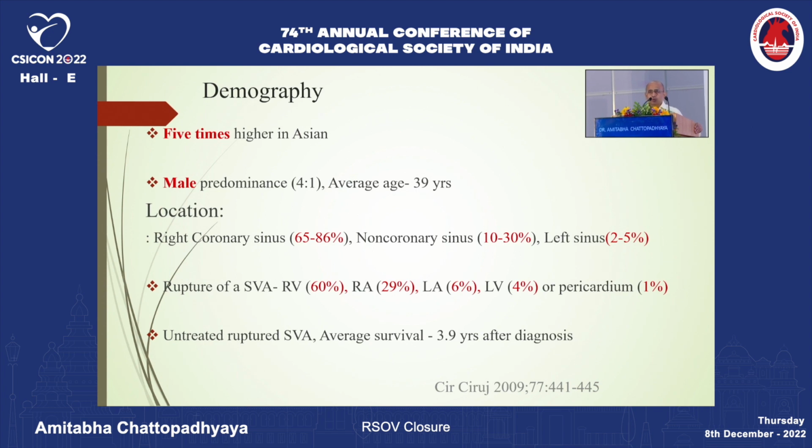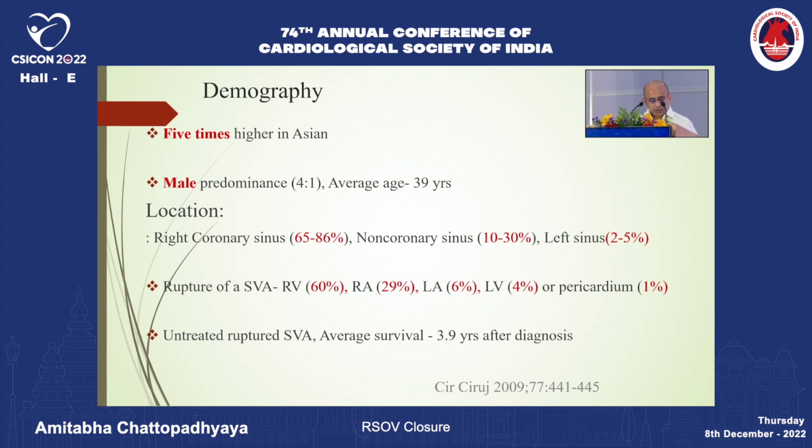One of the theories goes that since subpulmonary or doubly committed VSDs are very common in Southeast Asia and the Pacific region, one concern is that with RCC prolapse, the percentage of RSOV might be common in these countries. With a male predominance of 4:1, the average age of presentation is about 39 years, though it can vary as early as 18 to 19 years.